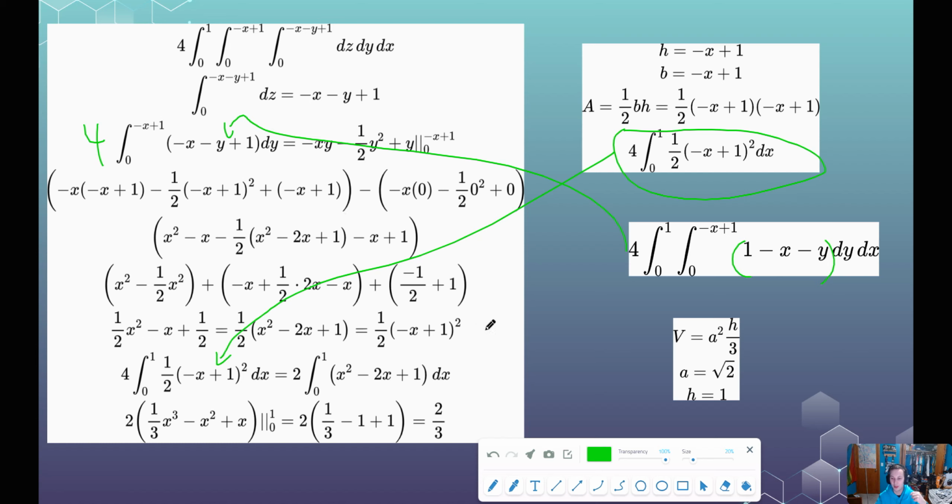And then what about the 4th way? Well, if you know the formula for the volume of a pyramid, a squared h over 3, and you look at our coordinates, if you rewind a little bit, you can know that the side length is the square root of 2, and that h is 1, and by the formula it's going to give you 2/3. Okay, so now the next question. There are 4 different ways to do this.